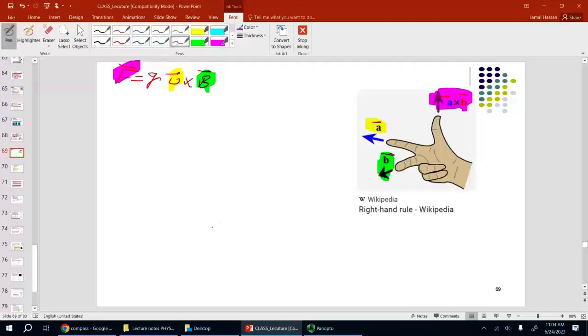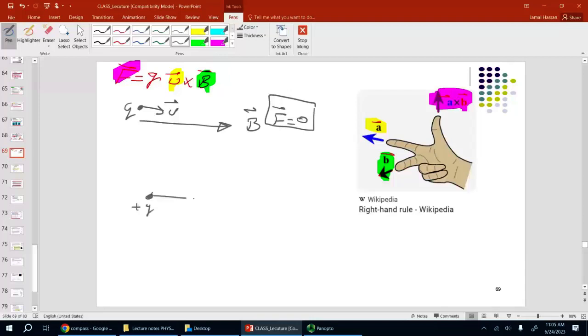So let me get some results. For example, let's say you have a magnetic field going that direction, and there is a charge q moving in that direction. Is there any force affecting it? No, because the angle between v and B is equal to 0. So here, no need to use the right-hand rule, because simply the answer is going to be 0. What if you have a charge, positive q, moving that direction, velocity, and the magnetic field is going that direction, B?